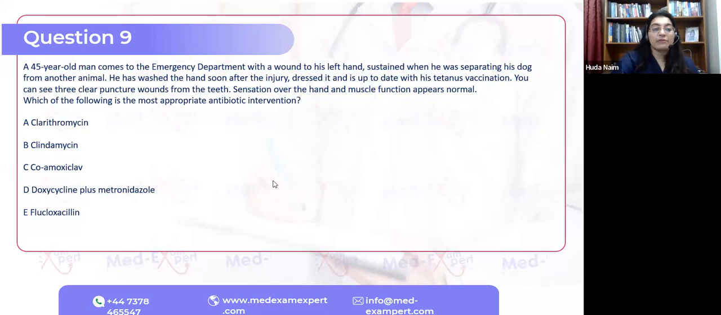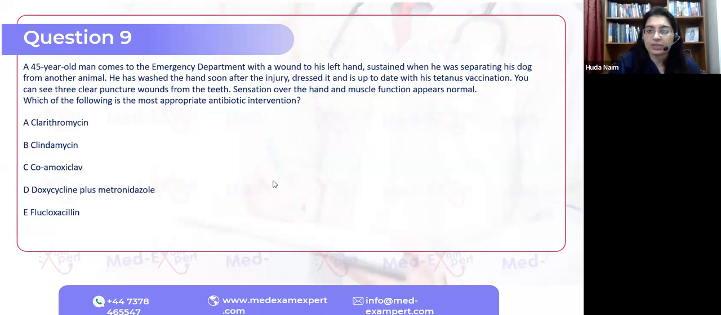So you have a 45-year-old man who presents to the emergency department with a wound in his left hand, which was sustained when he was separating his dog from another animal. He had washed the hand soon after the injury, dressed it, is up to date, and you can see three clear puncture wounds. So sensations are normal. Which of the following is the most appropriate antibiotic intervention?